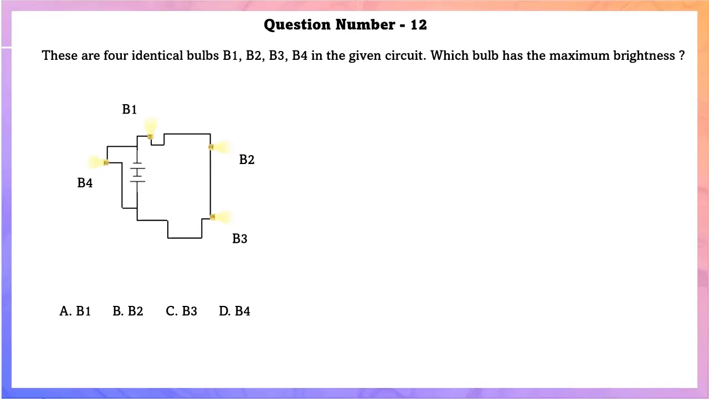Keeping that in mind, let us solve the other questions. Question 12. There are 4 identical bulbs, B1, B2, B3 and B4 in the given circuit. Which bulb has the maximum brightness?